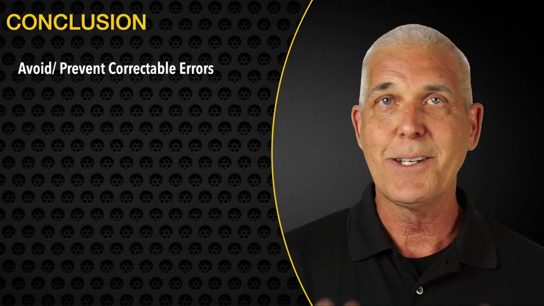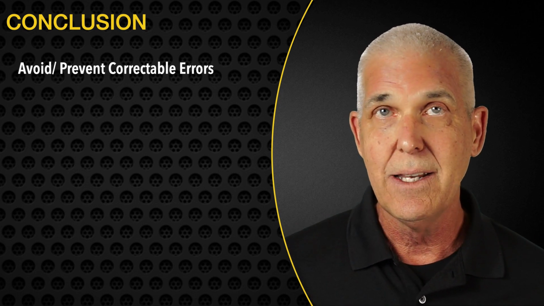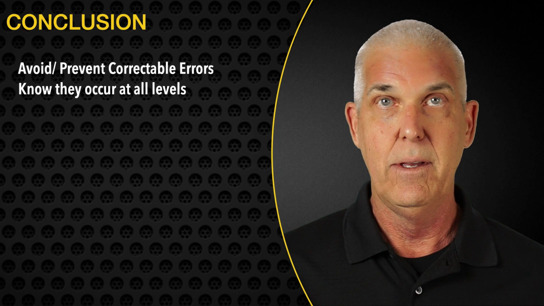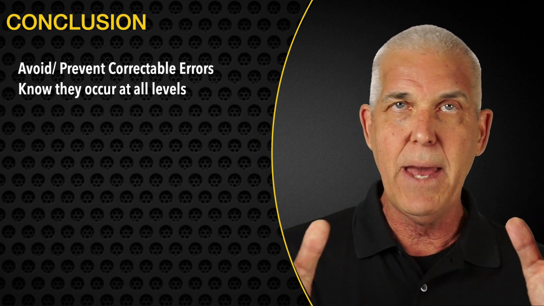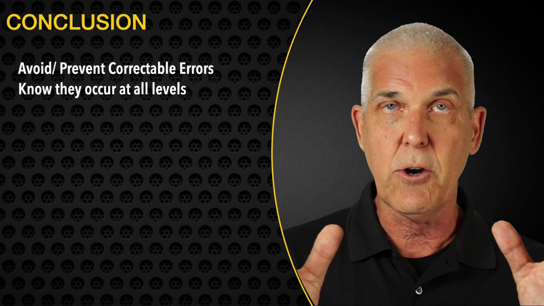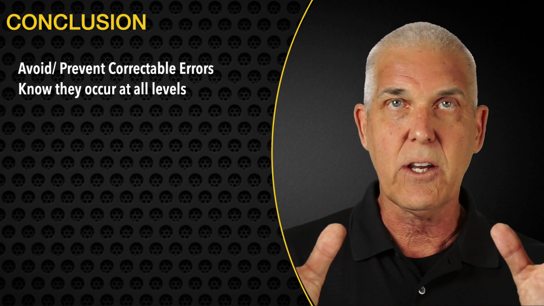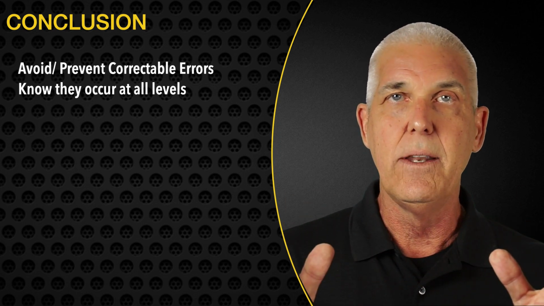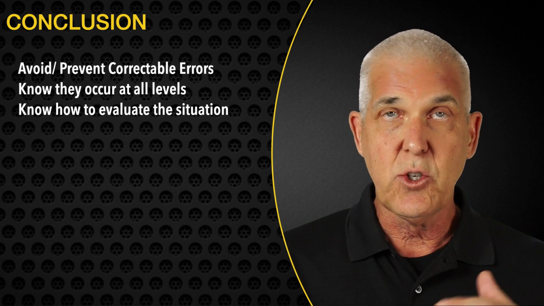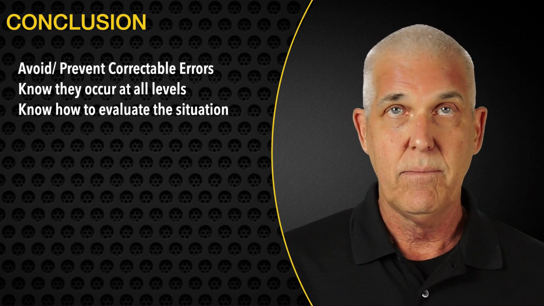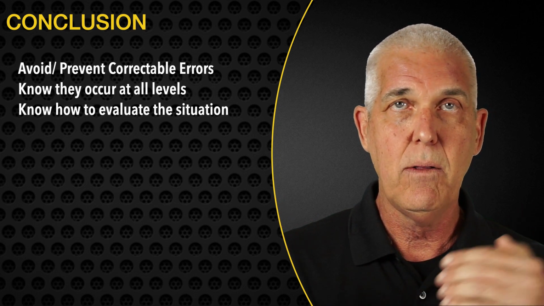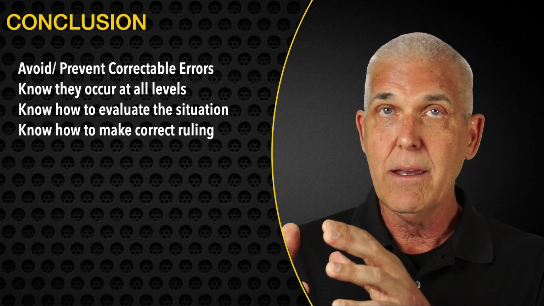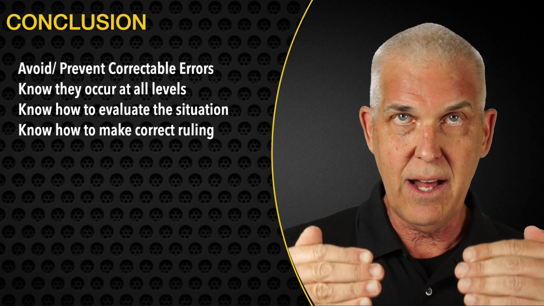We don't want correctable error situations in our game, but what we want is, as officials, when they arise, which they invariably will, that it's strictly a matter of making an analysis of, is it a correctable error by rule? Is it within the correctable error time frame? How do we administer, and how do we move on? We need to know how to evaluate the situation and what we're looking to evaluate. Dead ball, live ball, dead ball, live ball. And we need to know how to make the correct ruling.